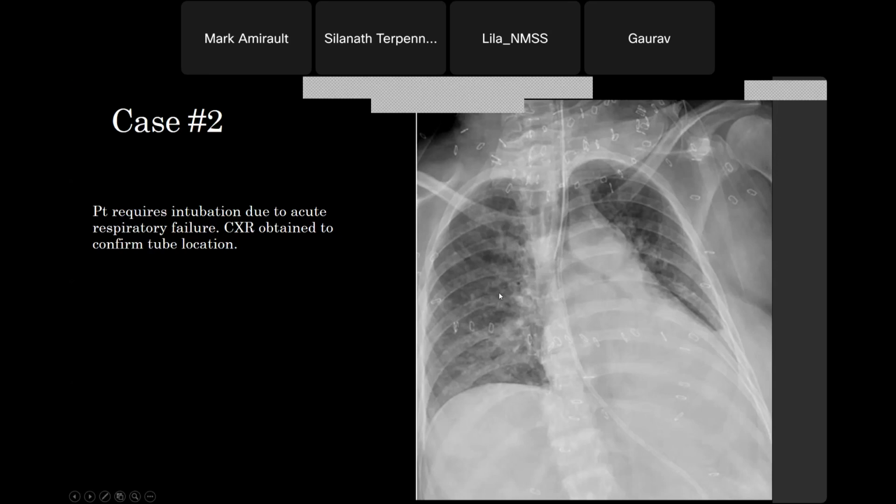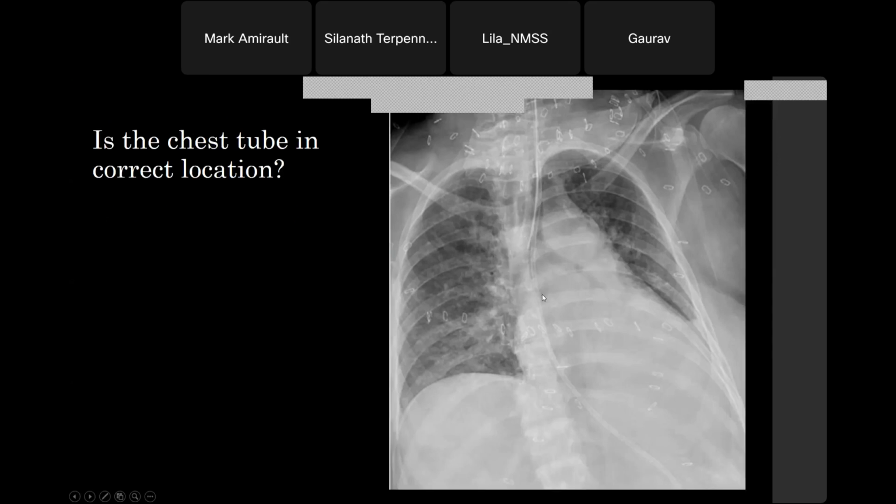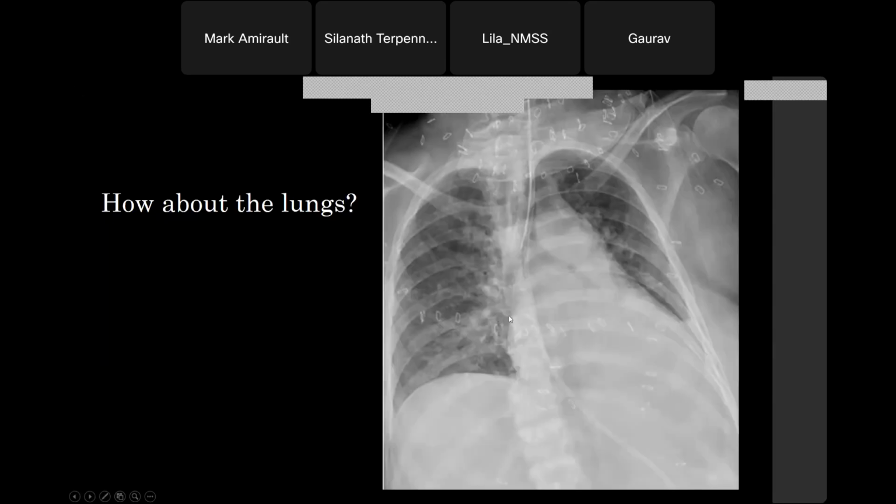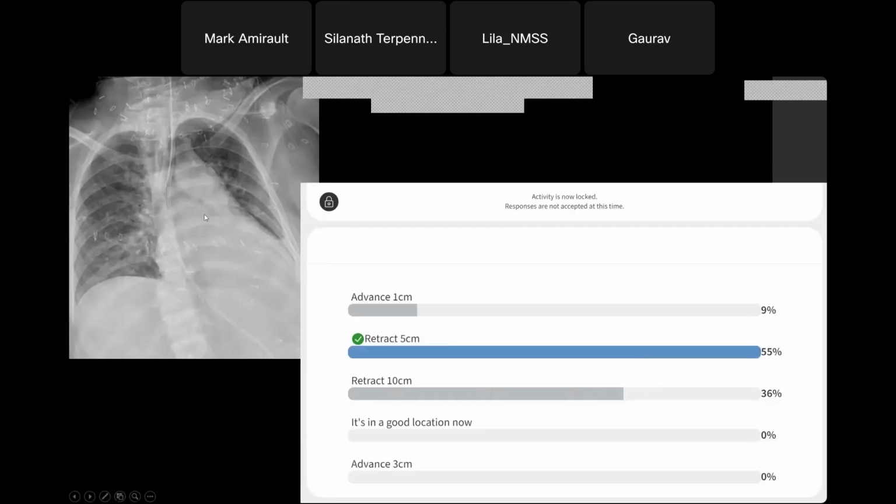And so this is not in great position. We want them to retract this about 5 centimeters. You also want to look at the lungs, and this is common when you have an endotracheal tube put into one bronchus selectively, because we're aerating only this lung. It's kind of subtle, but you can see over here this more distal bronchi well, and this is quite dense compared to this side.